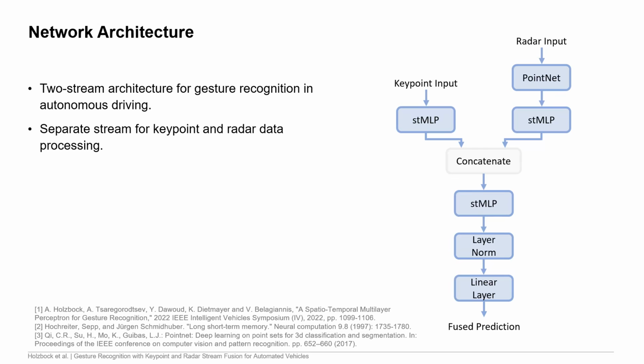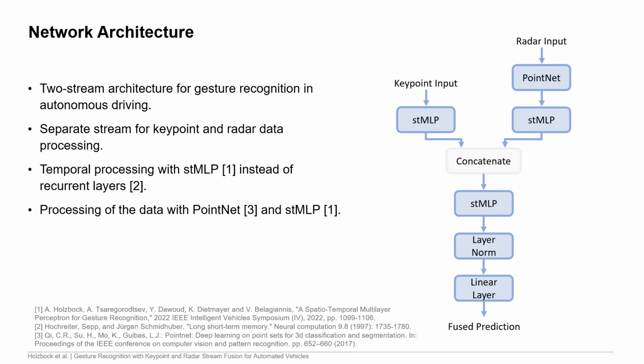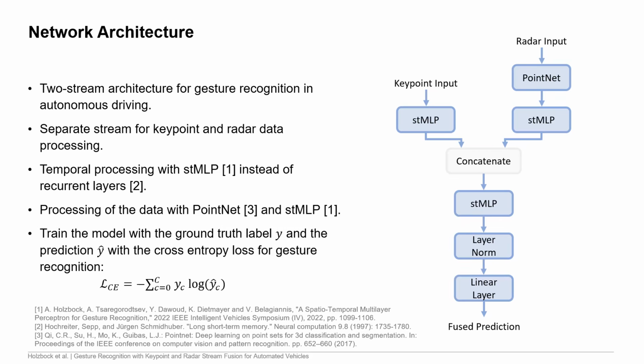Our proposed network architecture is a two-stream architecture with a separate stream for each modality. In the whole model, we replace the recurrent layers with STMLPs, and additionally in the radar stream, we use the PointNet for the radar data processing. The training of the model is done with the cross-entropy loss, which uses the ground truth gestures as labels.